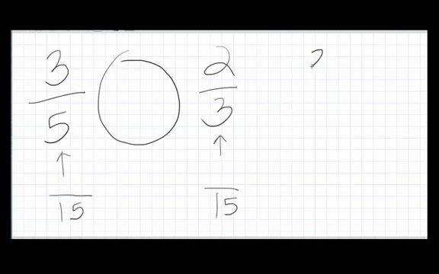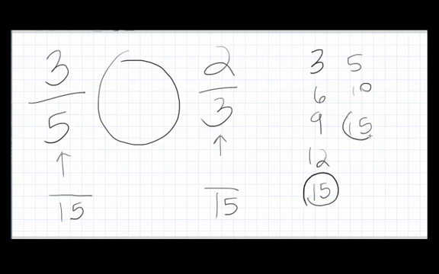Basically what I've done in my head is I've gone 3, 6, 9, 12, 15, and 5, 10, 15. Basically I've just done the multiples list, and the first one that's common to both of them is the number that I'm going to use. Alright, so I've got them in 15ths.